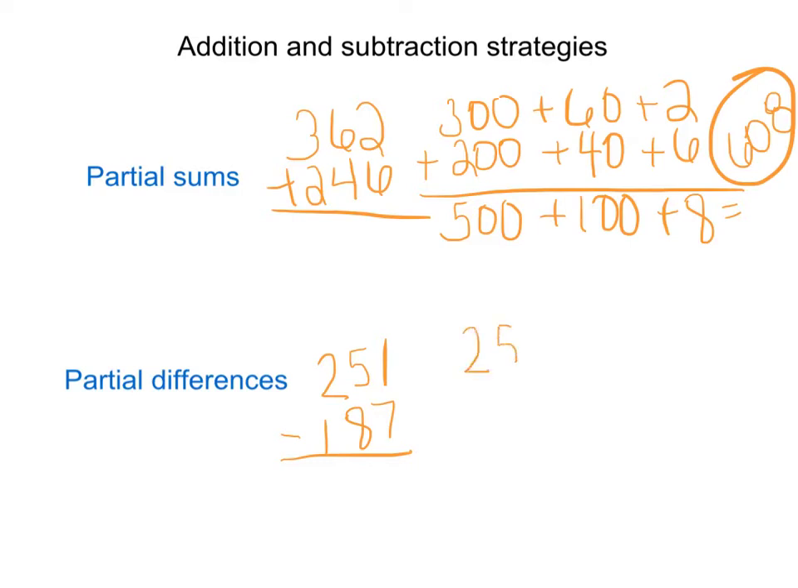I'm going to start with 251, but I have to take 187 out of this. What is something you would take? Something that I would take away right away would be 100. This leaves me with 151. But we're not done yet because we still have 87 left that we have to keep track of here.